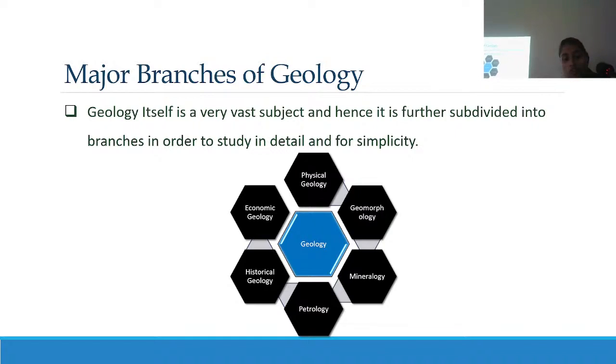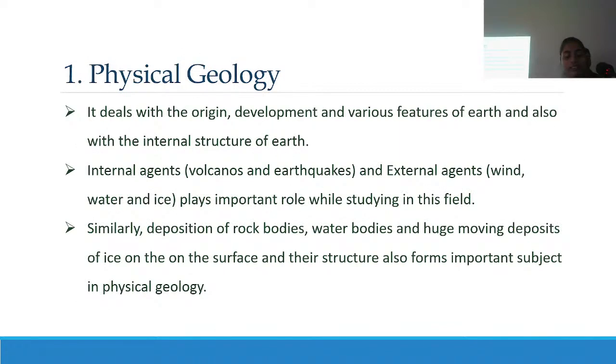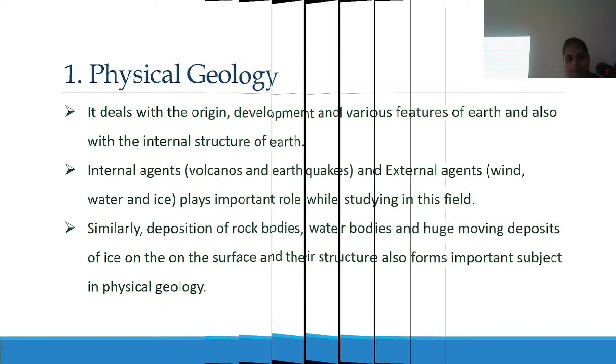First, physical geology. It deals with the origin, development and various features of the earth and also with the internal structure of earth, internal agents, volcano and earthquake, and external agents, winds, water and ice play an important role while studying in this field.